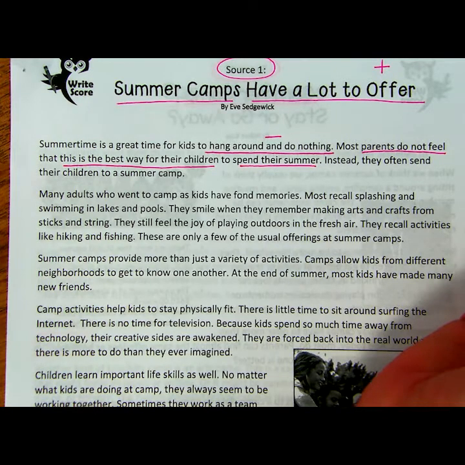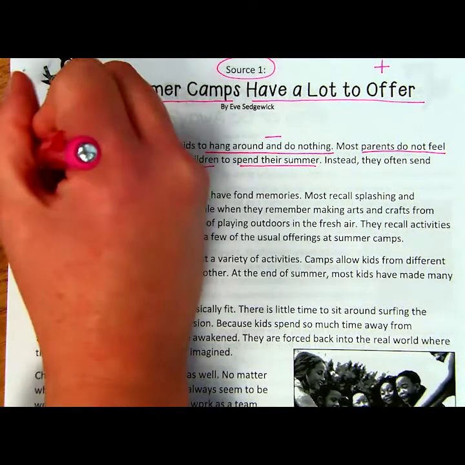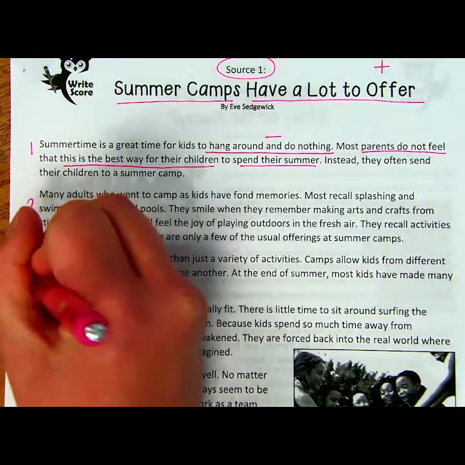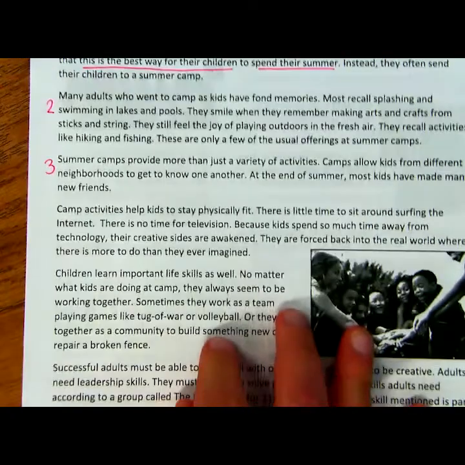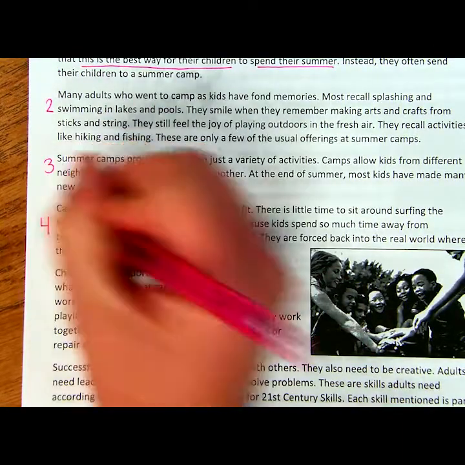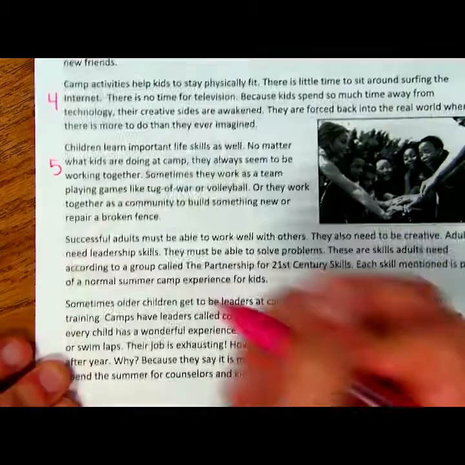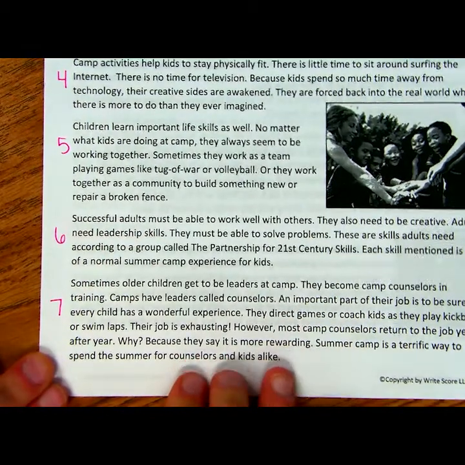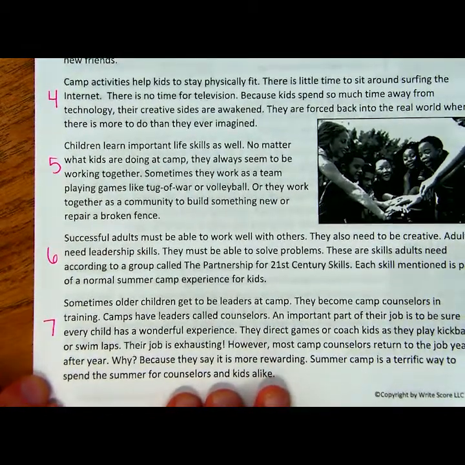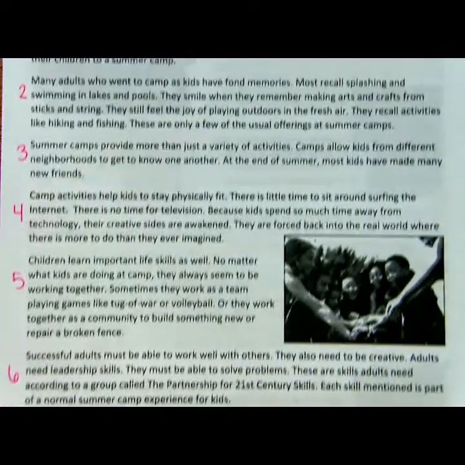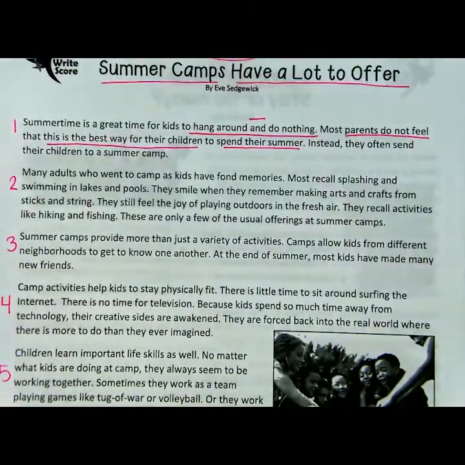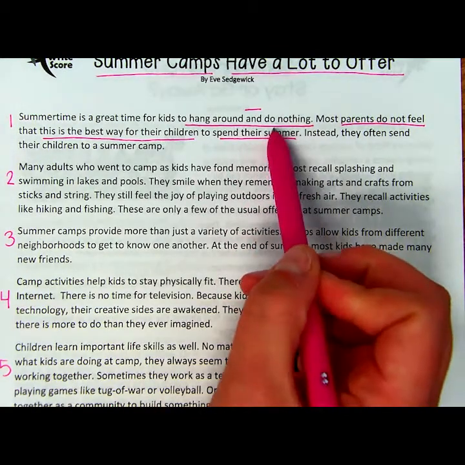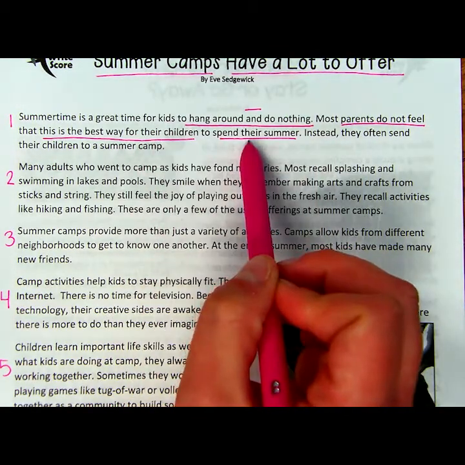Let's go on now. Well, you know what I forgot to do? Number my paragraphs. That's paragraph 1, 2, 3, 4, 5, 6, and 7. We'll just number the paragraphs for this first source since we're already getting started. All right. So we've kind of been introduced to our article. We know that in summertime, kids kind of do nothing, and parents feel that this isn't a good way to spend your summer. So let's continue reading.